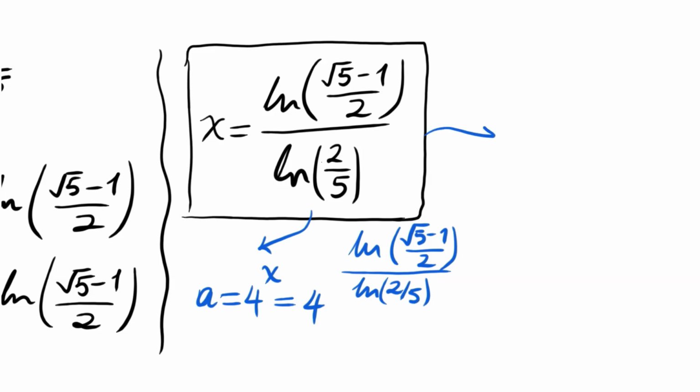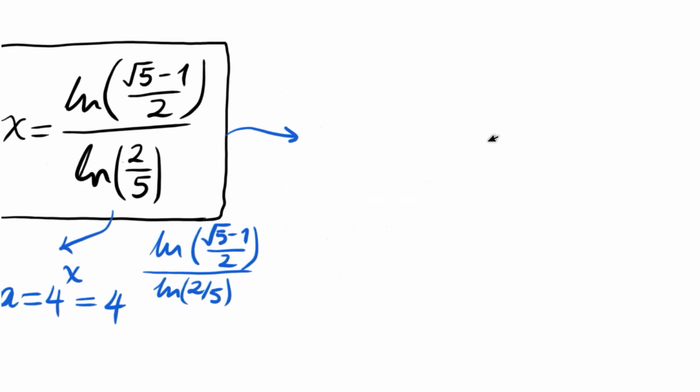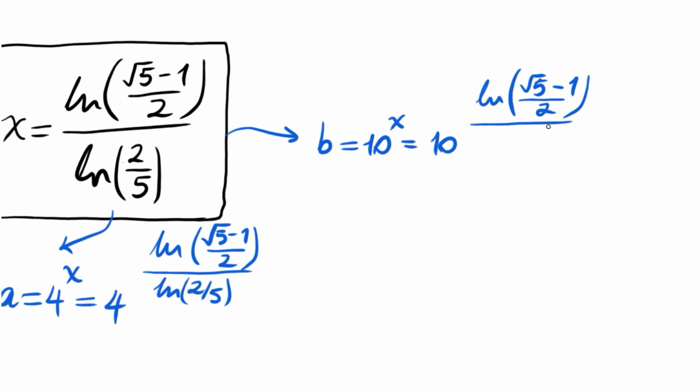And similarly, b is equal to 10 to the power of x. This is 10 to the power of ln of root 5 minus 1 over 2, divided by ln 2 over 5.